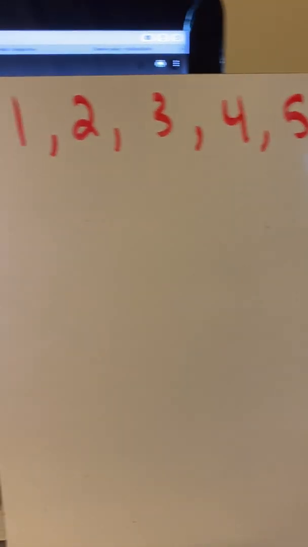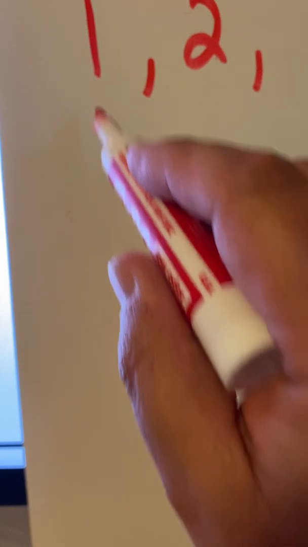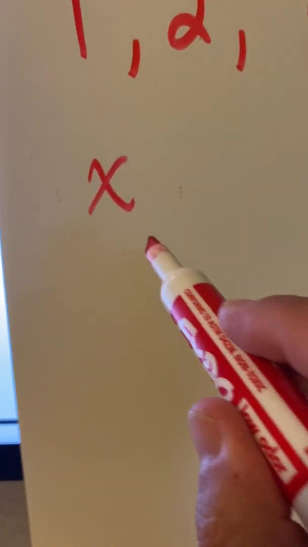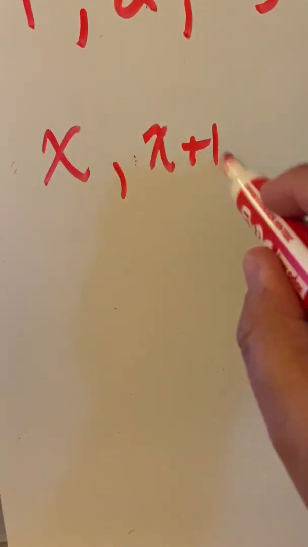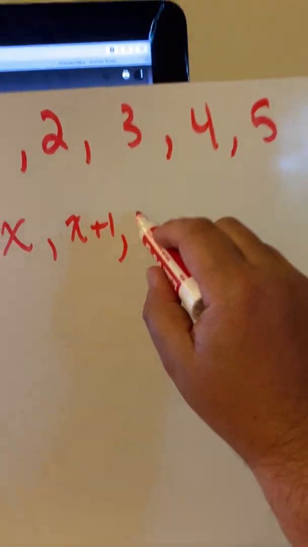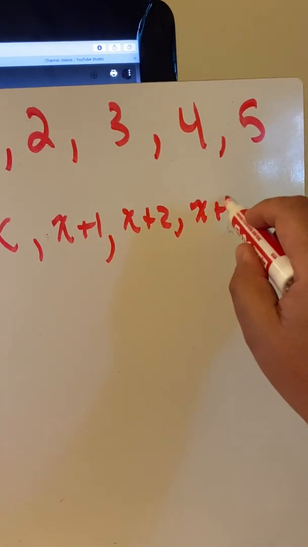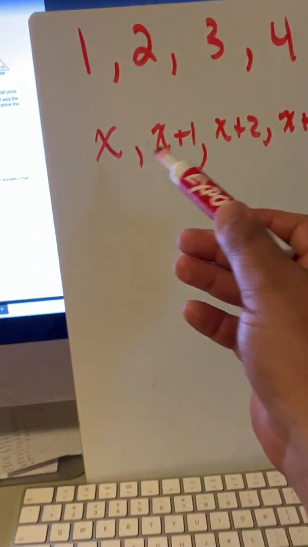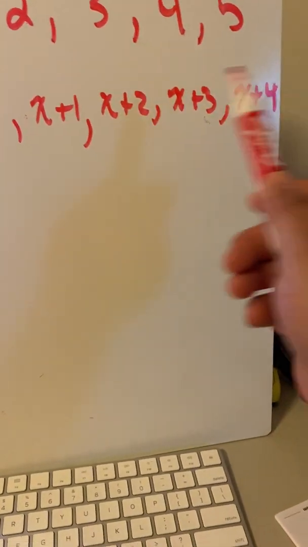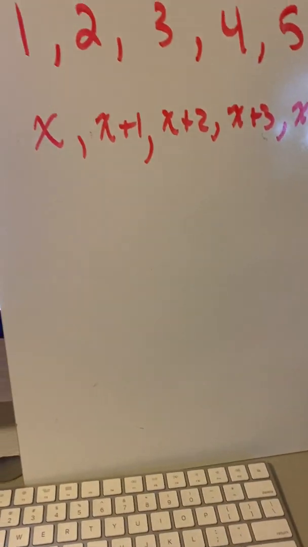If I was going to write that as, let's say, an algebraic expression, I would say 1 is x. 2 would be x plus 1. 3 would be x plus 2. 4 would be x plus 3. 5 would be x plus 4. Okay, depending on where you start, you're just going up by one digit. Up by 1, up by 2, up by 3, up by 4 from the original number.